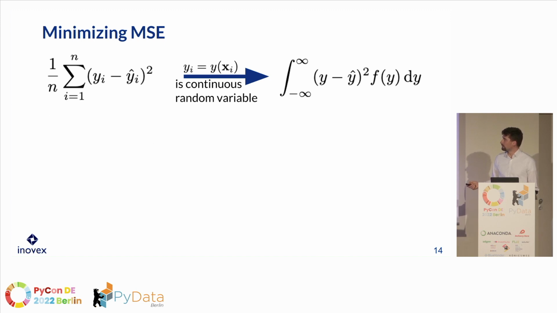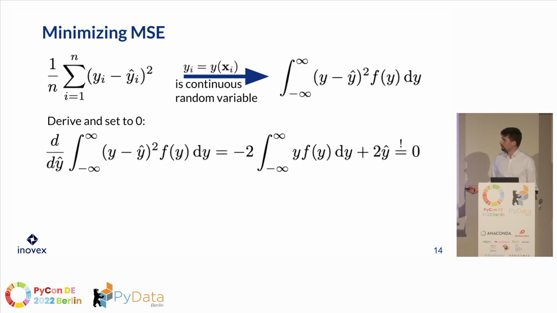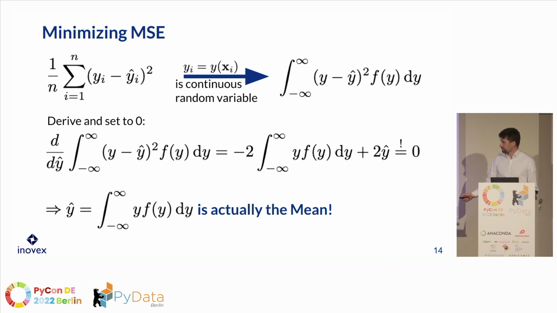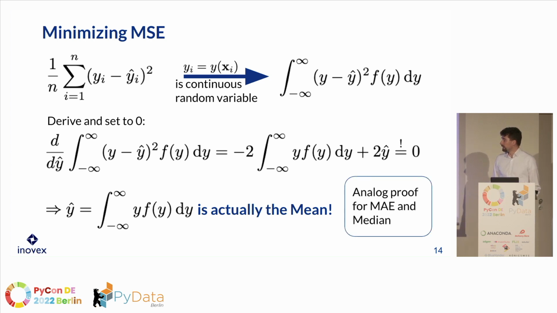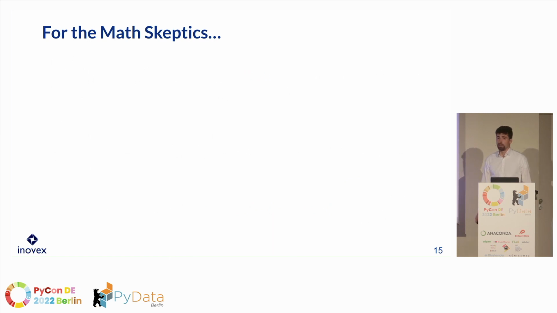And if we want to now minimize this, it's like what we always do. We derive, set it to 0, and in the end, we end up having y hat is the integral over y times the density. And this is actually the definition of the expectation value, right? So the definition of the mean. And this is really interesting, because whenever you're minimizing for the root mean squared error or just the mean squared error, you're actually trying to estimate the mean of your residual distribution. This is a really important thing to keep in mind and will come up also later. There's an analog proof for the mean absolute error. In this case, you are looking for the median. And this is really important to keep in mind when you're choosing a metric.